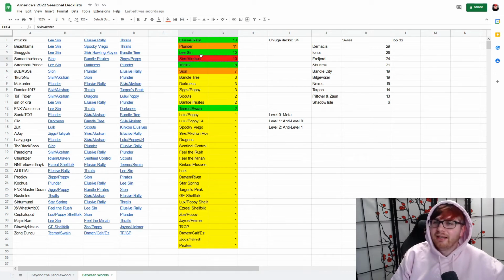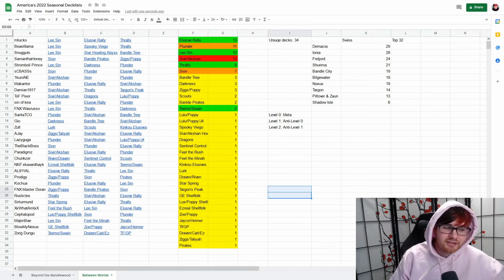Everything else is not confident per se, but not very gung-ho about Plunder moving or Lee Sin shifting or Scion shifting. Again, the sheer amount of one-offs makes it really hard to give any kind of proper analysis on how I think things are going to shake out going into the top 32. So this is as in-depth as I can get for you, unfortunately, which kind of sucks, but is what it is.